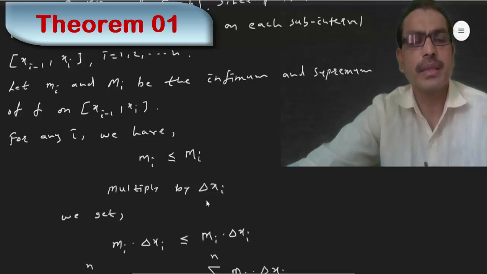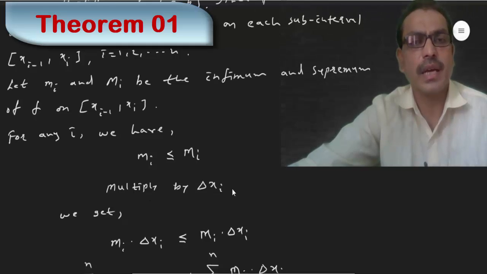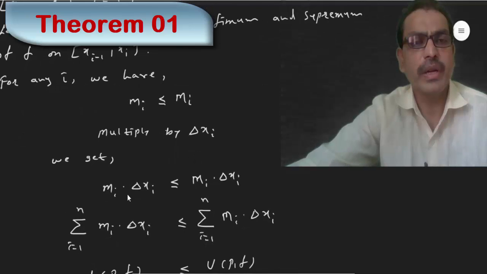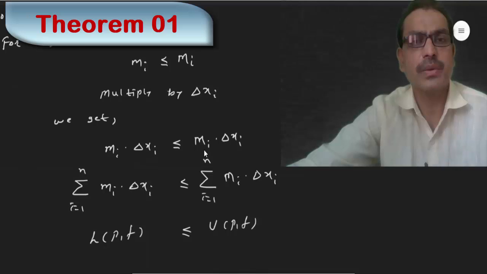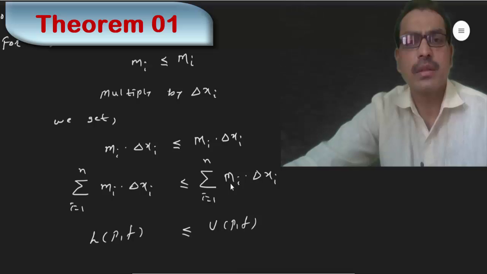Therefore, multiply by the length of the subinterval, that is delta xi, on both sides. Then we get mi into delta xi is less than or equal to Mi into delta xi. Taking the summation on both sides, i from 1 up to n. Here, the summation of mi into delta xi is the lower Riemann sum, and the summation of the least upper bound multiplied by the length of the subinterval is the upper Riemann sum. Therefore, the lower Riemann sum is less than or equal to the upper Riemann sum.